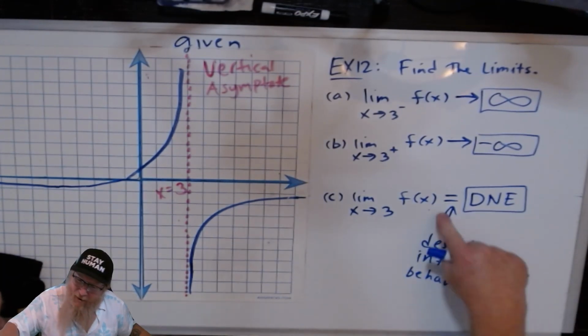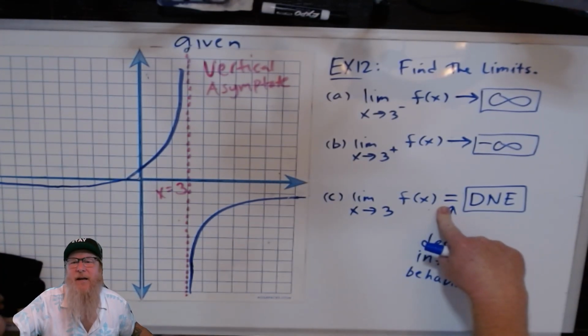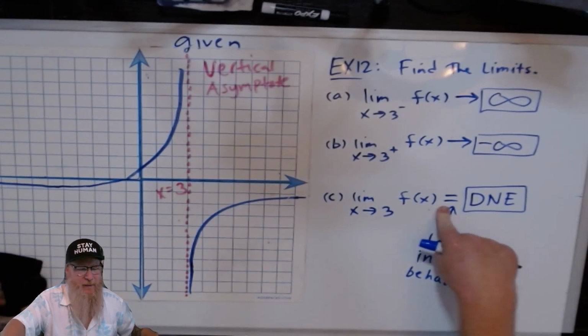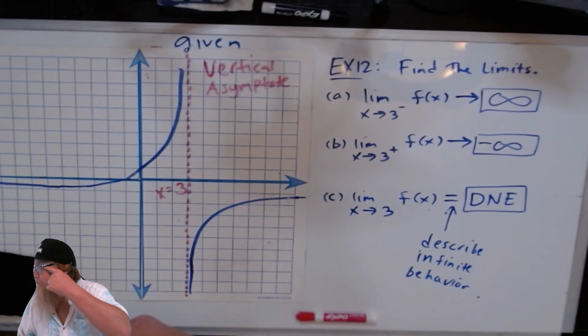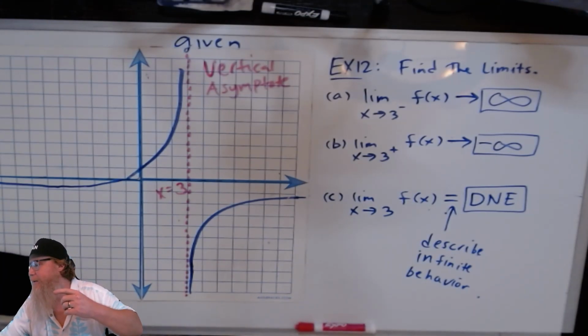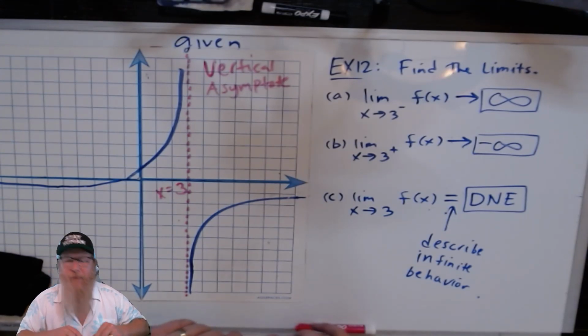Now I'm using an equal sign to say that it does not exist. Sorry, I'm getting tired. All right. What are we going to do? I guess we'll stop here. I've run out of time.